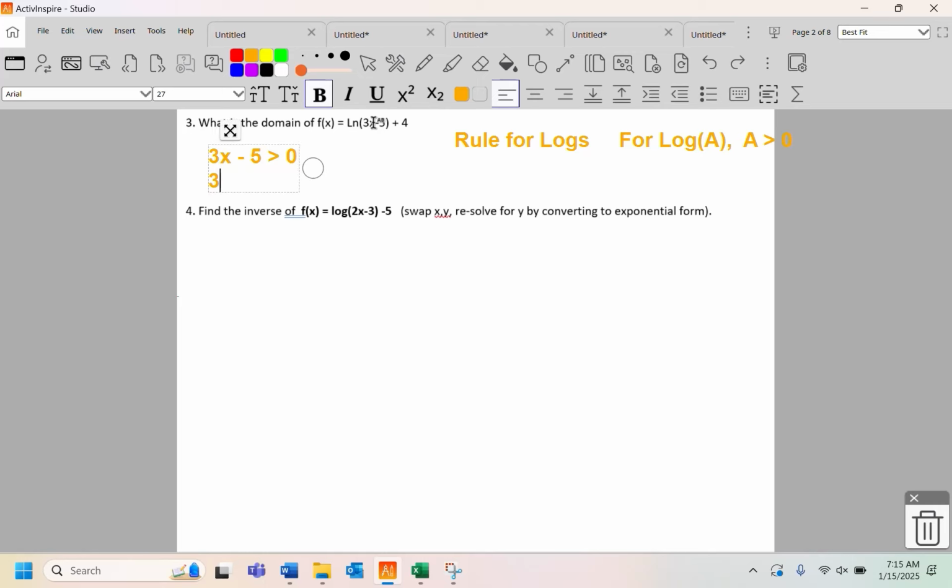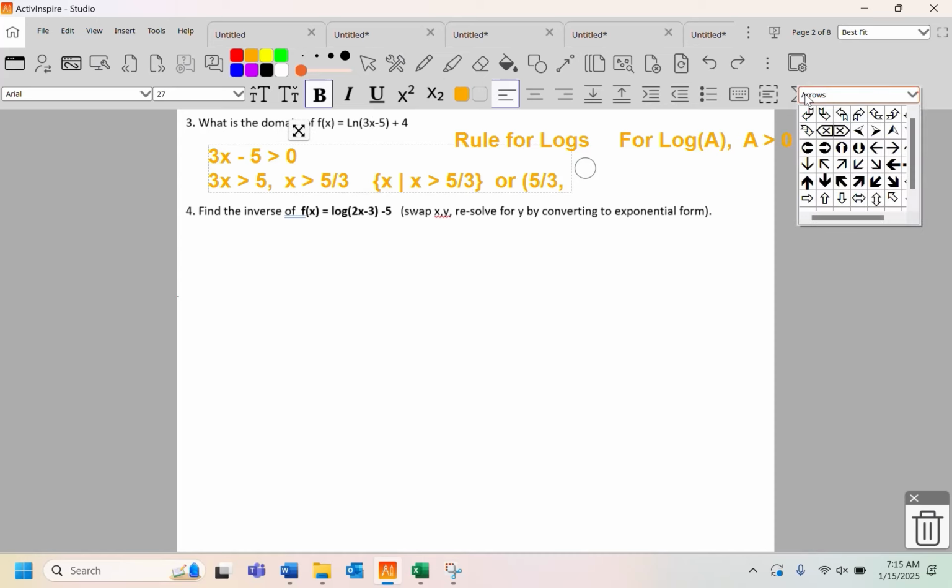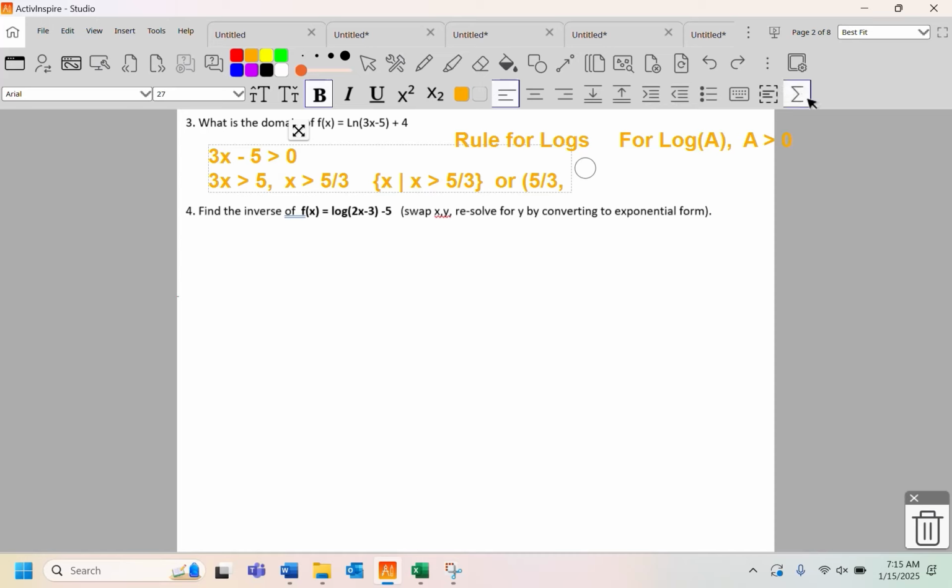So 3x has to be greater than 5. So x has to be greater than what? 5/3. So if I like my set builder notation, all values of x such that x is greater than 5/3, awesome sauce. Or if I like interval notation, 5/3 to infinity. Oops, I don't want hands, I want math. This is just amazing how long it takes to get the actual right one. Third try, there we go, or 5/3 to infinity.